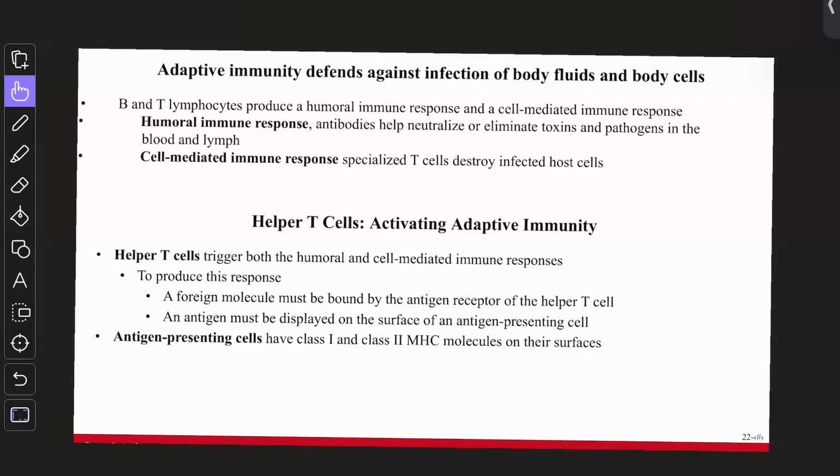Now, there is one T cell that we talked about that walks the line between the two. The helper T cell is capable of triggering either a humoral response or a cell-mediated response, depending on the kind of pathogen that it has encountered. In order for this to happen, the helper T cell has to bind to the antigen. What does a helper T cell require in order to bind to an antigen?